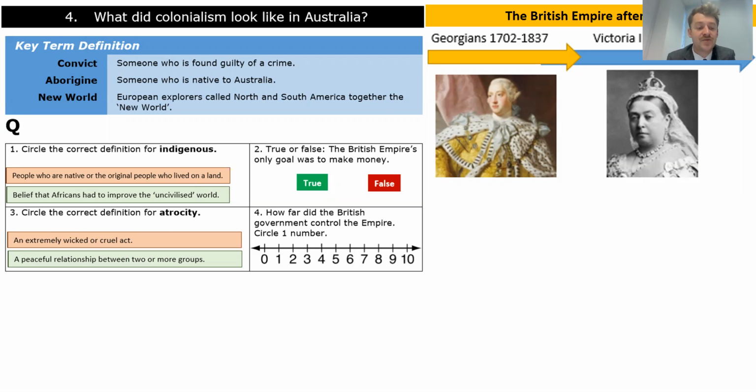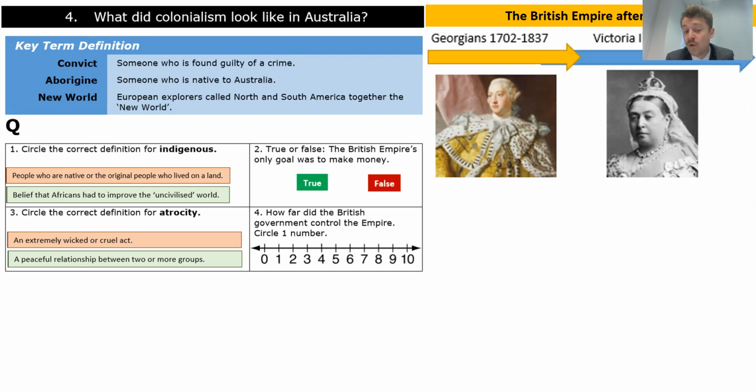Okay, and the third one, circle the correct definition for atrocity. Well, we know that that is an extremely wicked or a cruel act. So that's the first one, okay? And we looked at lots of atrocities that were happening last lesson in the Caribbean by the British, okay, particularly in regards to slave revolts.